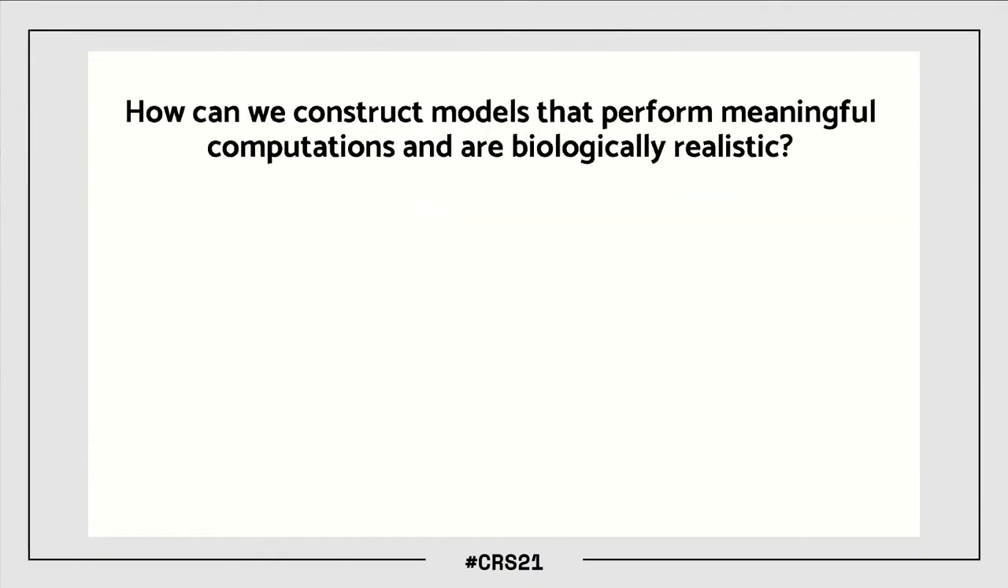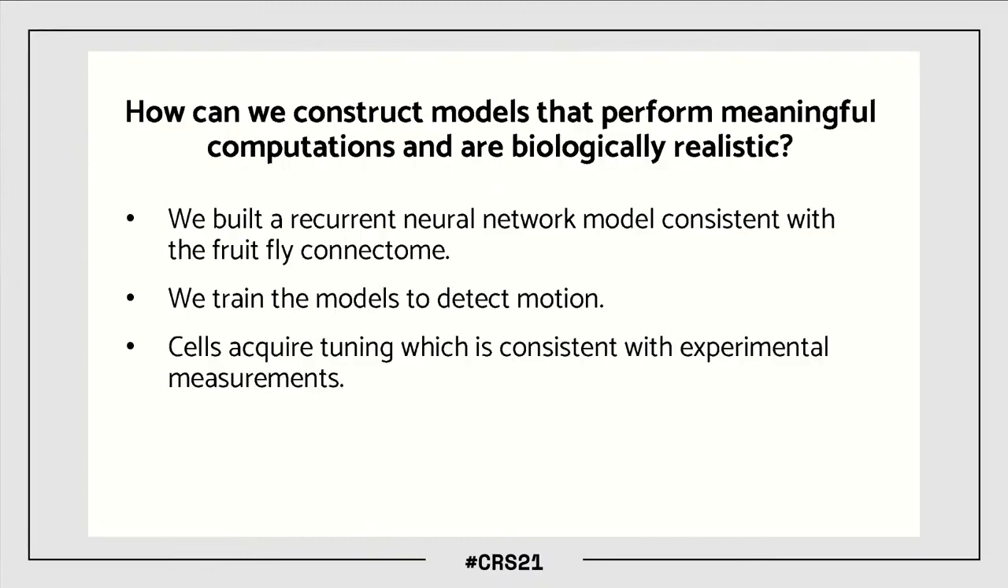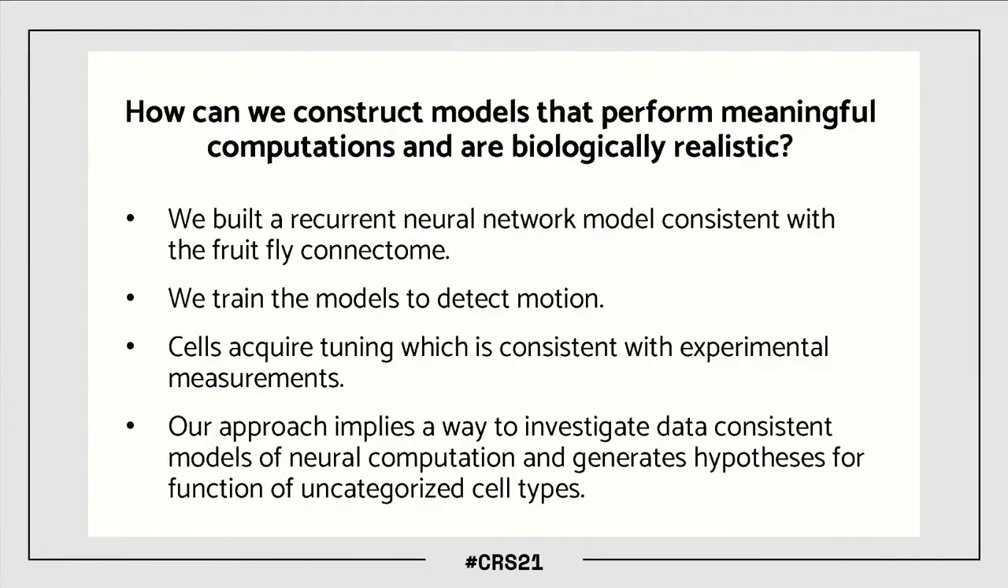I'm quickly summarizing. So we asked, how can we construct models that perform meaningful computation and are biologically realistic? And for that, we built a recurrent neural network model consistent with a fruit fly connectome, and we trained the network to detect motion. And cells in the network acquire the tuning which is consistent with measurements. And our approach implies a way to investigate data-consistent models of neural computation and generates hypotheses for function of uncategorized cell types.